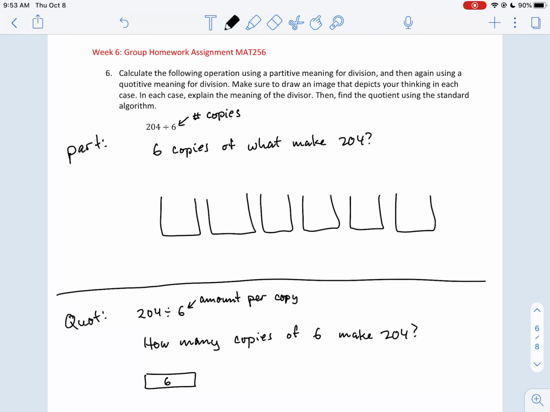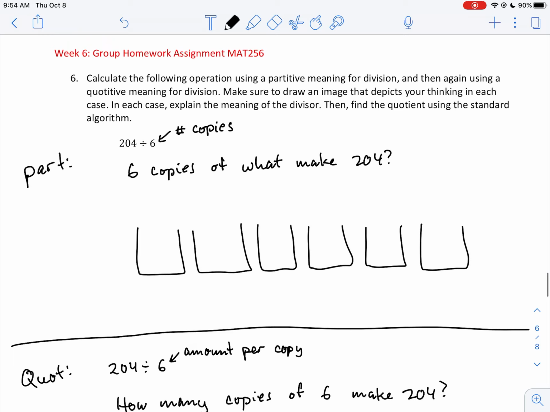Number 6 here, calculate the following operation using a partitive meaning for division, and then again using a quotative meaning for division. Okay, so with partitive meaning, the divisor is this position here. Remember, we use these words: this is called the dividend, this is the divisor, and the quotient is the result. But when you're doing partitive division, you should always interpret the divisor as the number of copies.